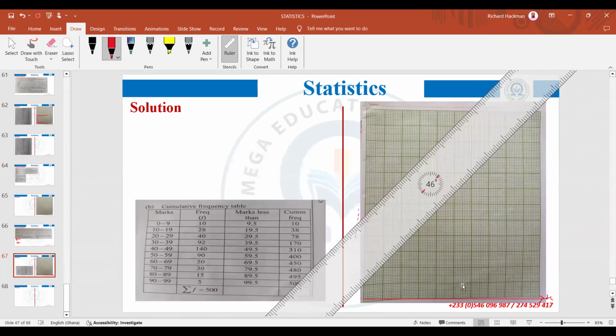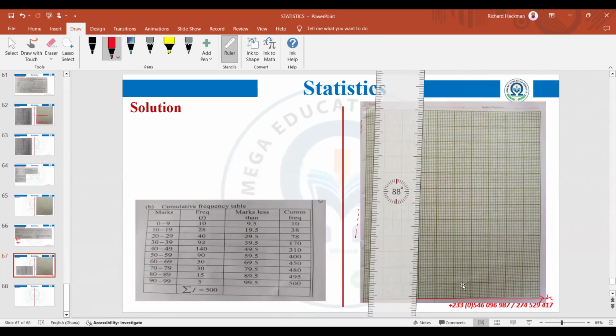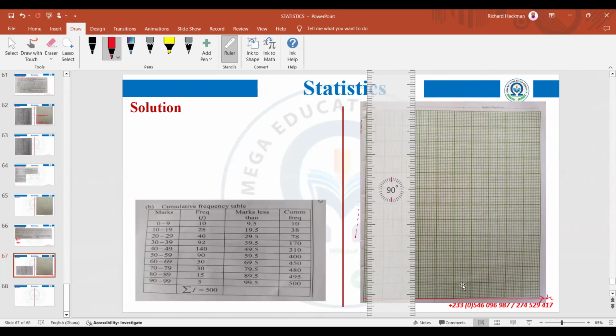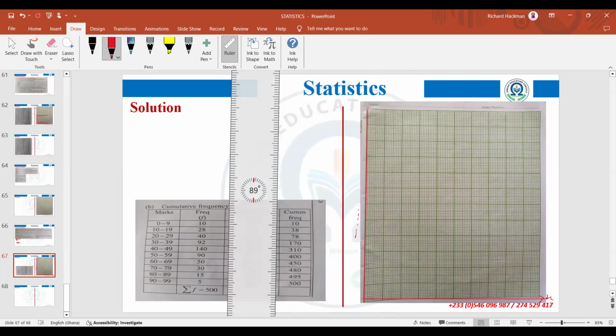Then let's go to the Y. The Y will be our cumulative frequency, which we also use the scale to calibrate. So this is what we are going to get. So this then becomes our Y. And I've told you, write cumulative frequency here. Cumulative frequency, you write it there. And here you write marks less than.